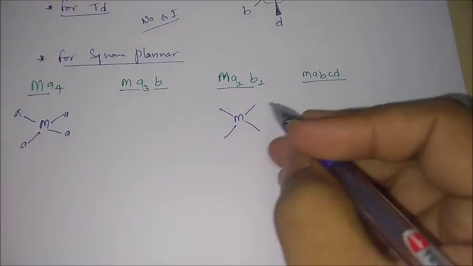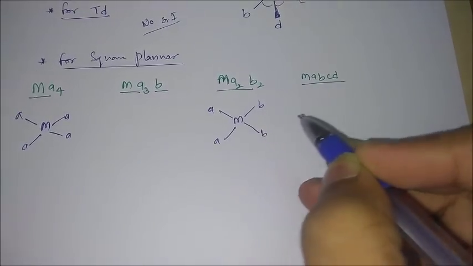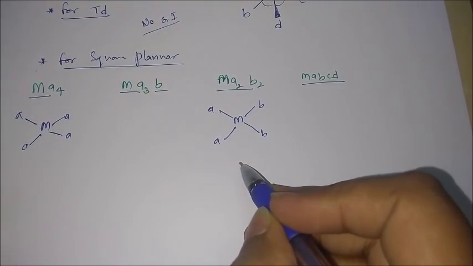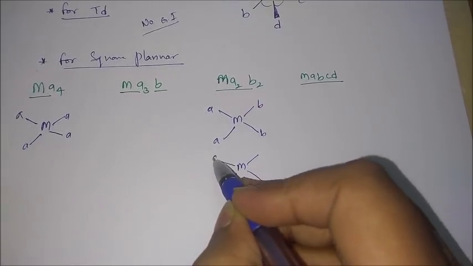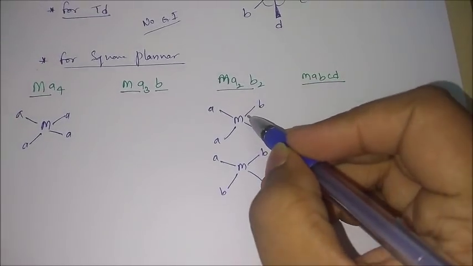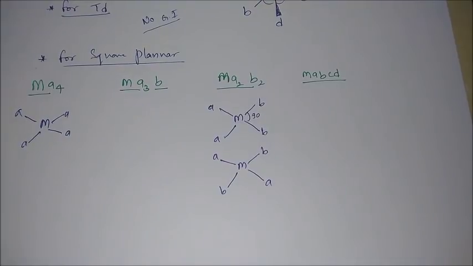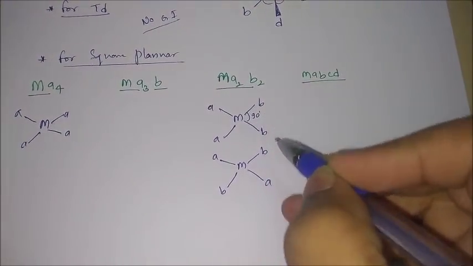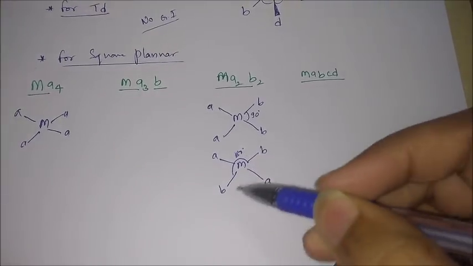I have 2A, so I can write them like this, and 2B I can write them like that. Or I have one more way of writing them, that I can make A and B. So what has happened over here, if you'll see, the angle between those two same ligands, that is B, is 90 degrees over here, whereas in this complex the angle between 2B is 180 degrees. So it means the angle between the ligands has changed.